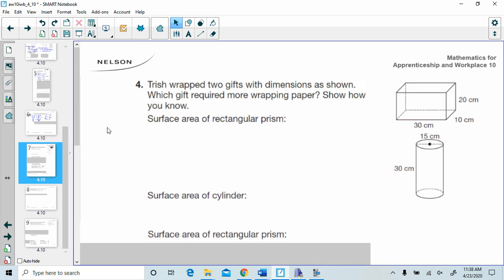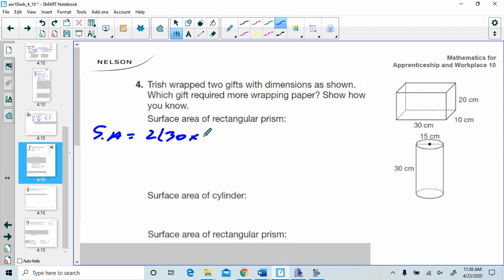So for the surface area of this one, we're going to go surface area equals 2 times, let's do the front and the back together. So 30 times 20. Then when we go 30 times 20, we're going to add that. Let's do the sides. So the right side and the left side. You can see that there's two being the same shape. So we're going to go 10 times 20.